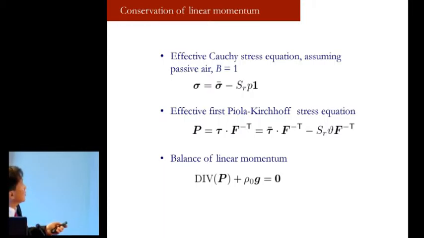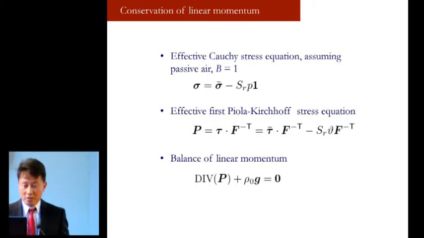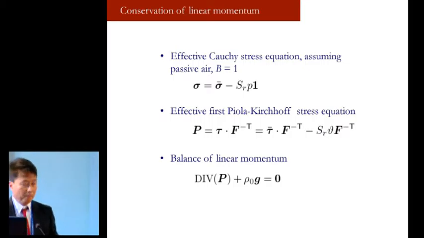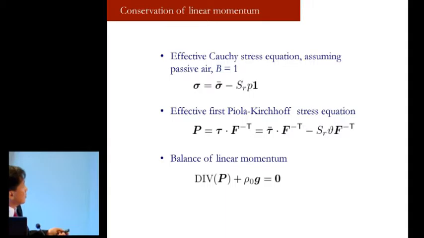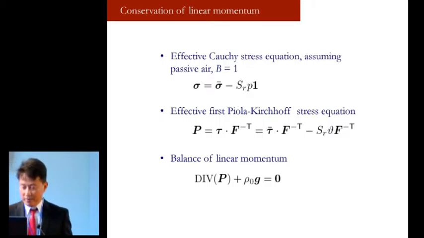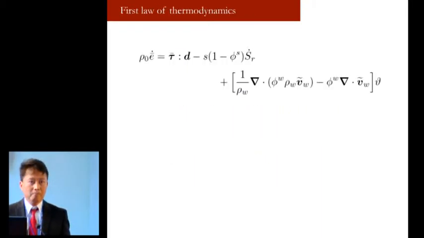Considering those assumptions, sigma is the total Cauchy stress tensor, sigma bar is the effective stress tensor, and then we have SR here, the degree of saturation, and the water pressure. So this is quite similar to the Terzaghi effective stress, except for the fact that we have the degree of saturation appearing. And then we accommodate for finite deformation effects. This is the first Piola. Tau is the Kirchhoff stress. And then we write the balance of linear momentum, the right-hand side being equal to 0, assuming that we have a quasi-static condition.